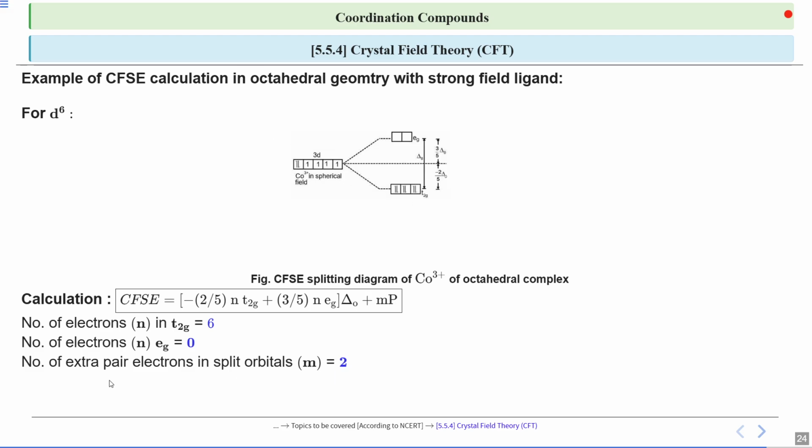Okay. So CFSE will be, we put simply the numbers. So minus 2 by 5 multiplied by n for t2g, which is 6, plus 3 by 5 multiplied by the n for eg, which is 0, plus m is 2, so 2 times P. So it will be minus 2.4 delta naught plus 2P. This is the CFSE for this d6 configuration of the cobalt 3 plus octahedral complex. So this is how you can calculate the CFSE for a particular octahedral complex.